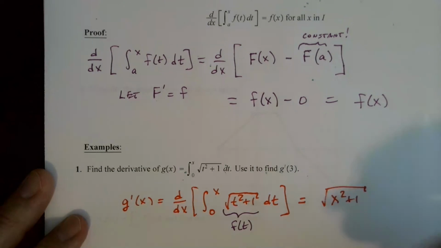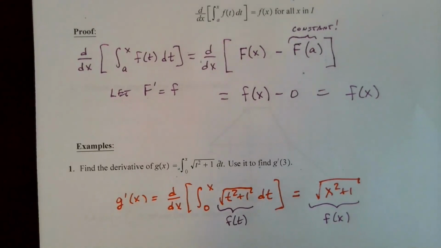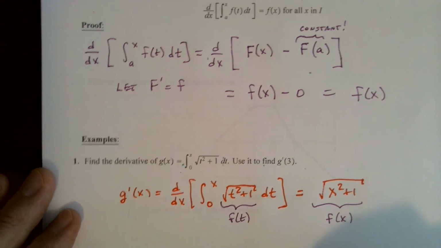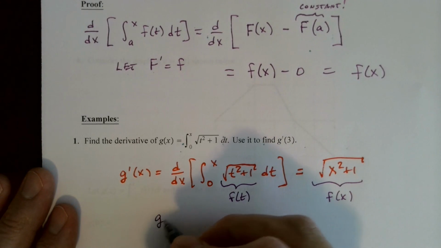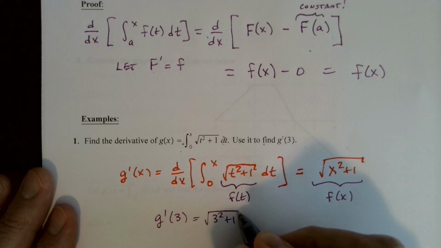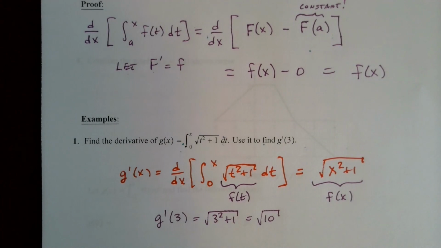And that's it. That's easy, right? Not much to that. In fact, now if I wanted to, I can find g prime of 3. Obviously, by just plugging in, g prime of 3 is going to be the square root of 3 squared plus 1, which is the square root of 10. Right? So I can find that now.